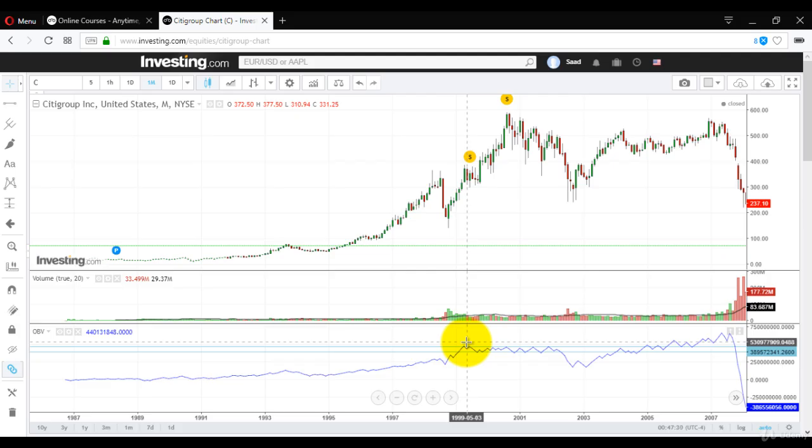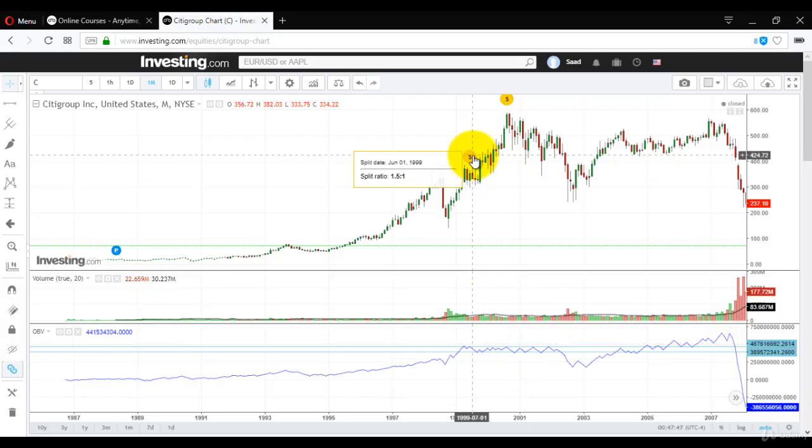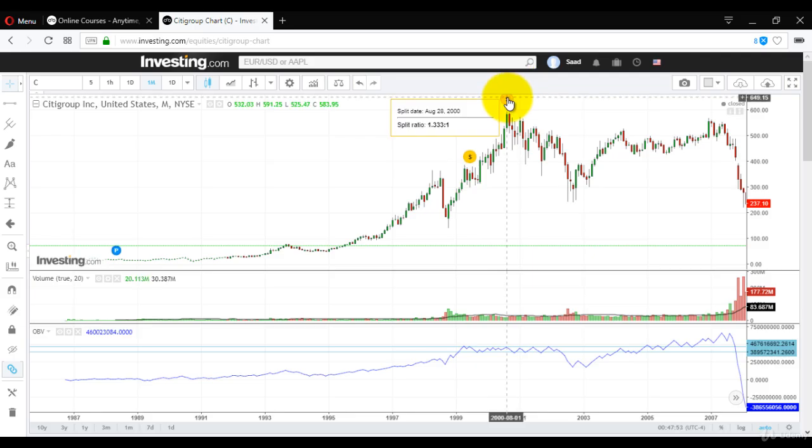What will we do? We will let the price rise. We will make sure that the price is rising. We will distribute news that says Citigroup is the best stock ever. And in those distribution of news, we will be selling. Now, if you look at it, this is the S. This means stock split ratio. That is, one stock was split into 5. This is again S. That means another split.